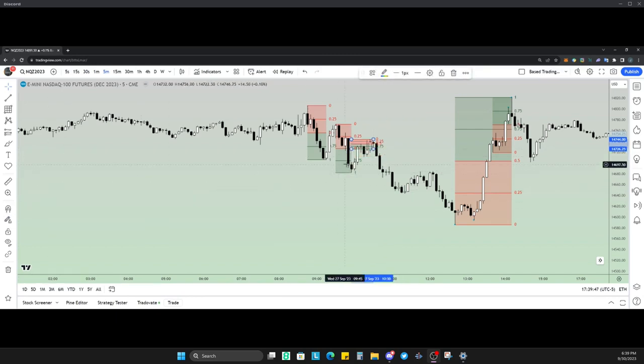Let me take this. There we go. Sometimes they're squashed together. Sometimes they're expansive. They're not always going to be perfect replicas of each other. That's just how price plays out.